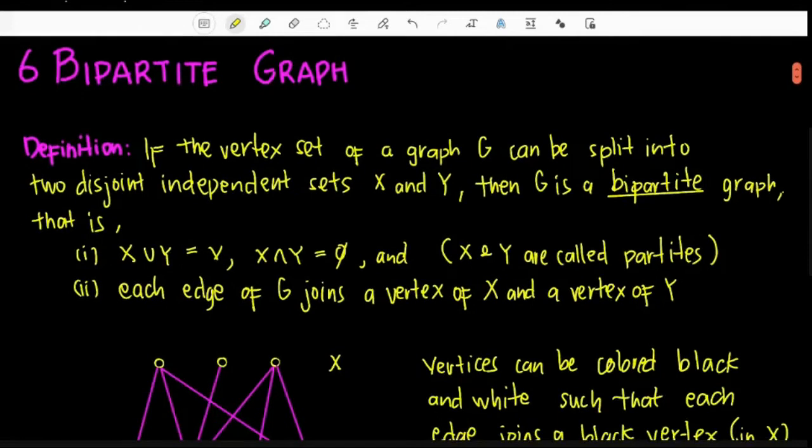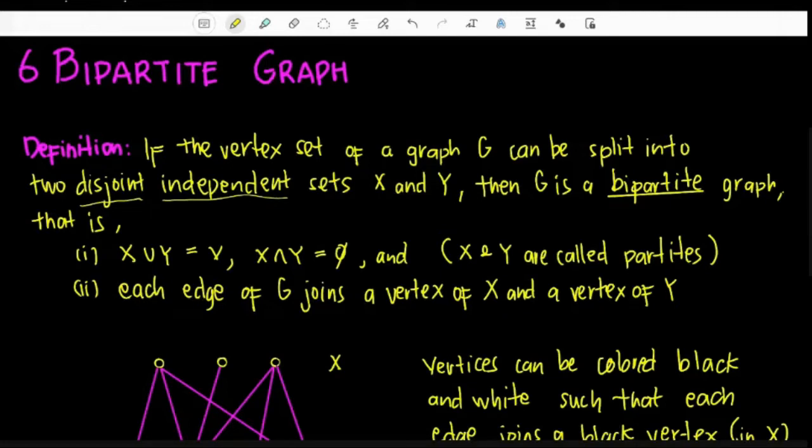If the vertex set of a graph G can be split into two disjoint independent sets X and Y, then G is a bipartite graph. So a bipartite graph means two things. First, we can split the vertex set into two disjoint subsets, and these sets must be independent sets. So what does that mean?